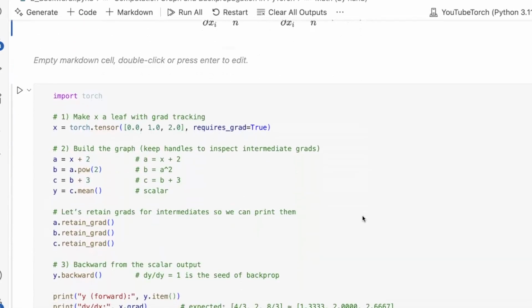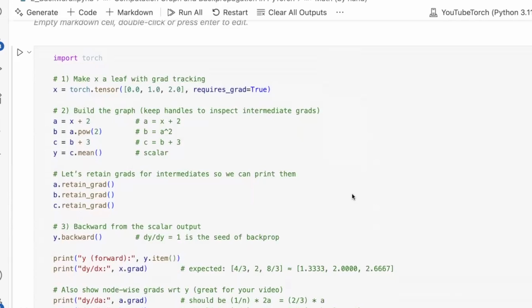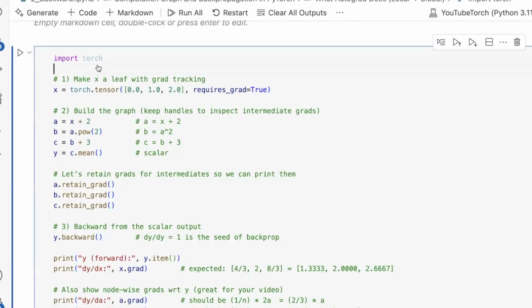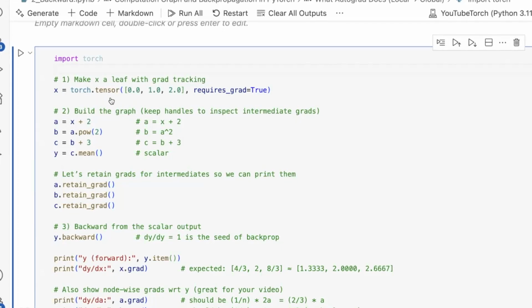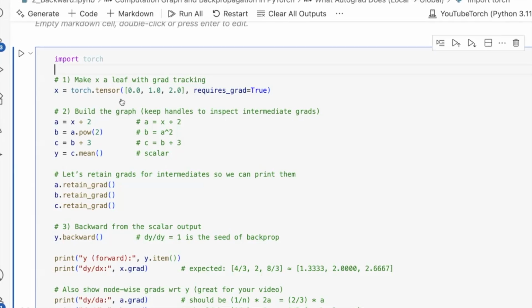Well, how does this work in PyTorch? That's the key question here. To show how this works, we start by importing PyTorch as torch, and then we define this input vector x using torch.tensor. I have a previous video that explained how this works. This converts a Python list to a PyTorch tensor.